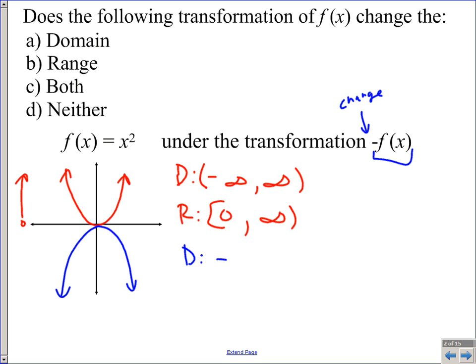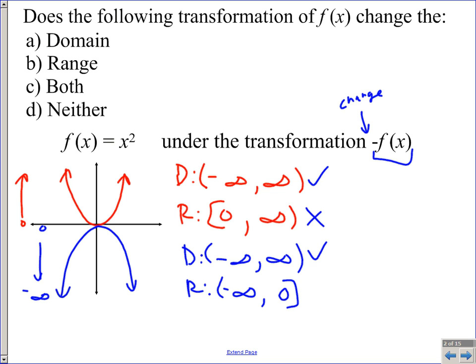In this case, the domain does not change. We can still put all values back in. The range has a maximum value of 0, and it goes down to negative infinity. Remember to write that as negative infinity up to 0. We always put the smaller number first. And if we check our answers, we see that the domain is unchanged, but the range now has changed. So only the range is going to change here.